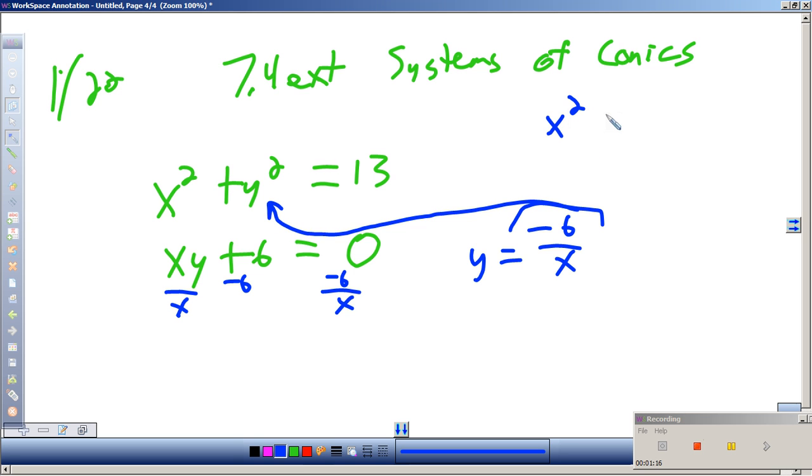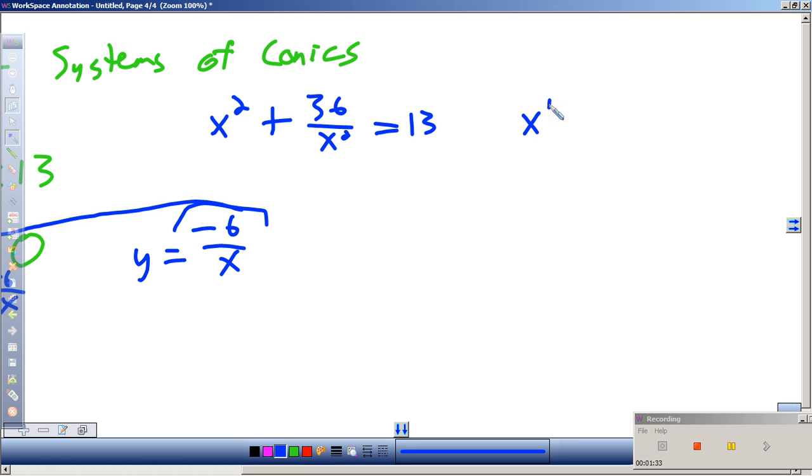So you have x squared plus, what are you going to square this? 36 over x squared equals 13. Okay, so multiply by x squared, we're going to get x to the 4th plus 36 equals 13x squared. Now, what restriction do we want to put on here? Well, what restrictions? Like, what number do we not want to accept as a valid answer? So x does not equal 0 if we're going with this.